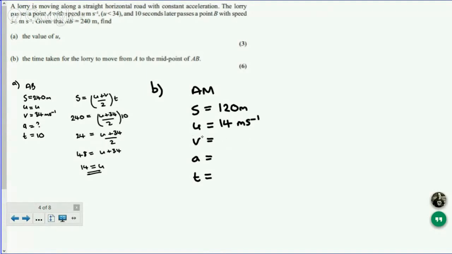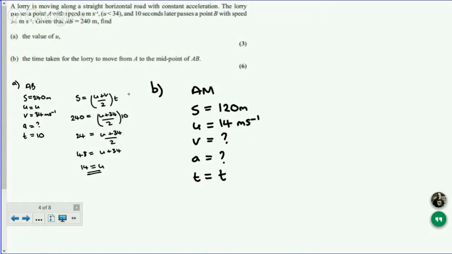V, now this is the final velocity, meaning the velocity at M. Now, we don't know what that is. We could either work it out or we could leave it. It's not the one we're asked to find, so for the moment, I'm going to give it a question mark. The acceleration is also a question mark because we weren't given that. We haven't worked it out. And then the time taken is what we're trying to find.